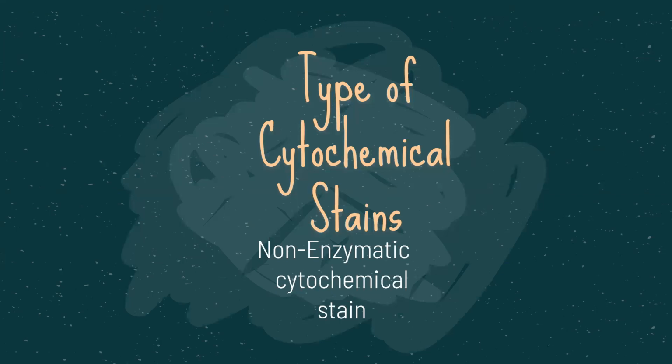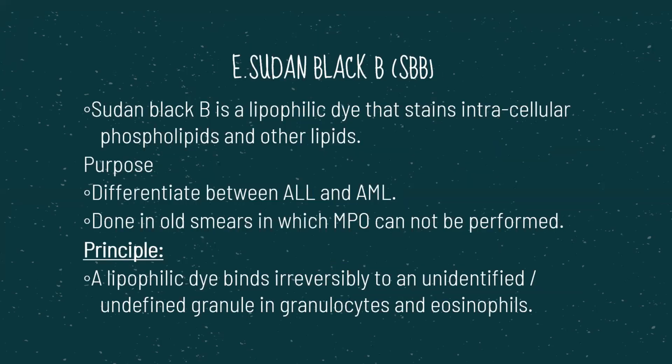Next are type of cytochemical stains, non-enzymatic naman. Okay. First, we have Sudan Black B. Okay. Sudan Black B is a lipophilic dye that stains intracellular phospholipids and other lipids. Okay. Again, non-enzymatic. So, ang ini-stain po is a cellular component. Okay. Unlike sa kanina na enzymatic component. So, this one is to differentiate between ALL and AML.